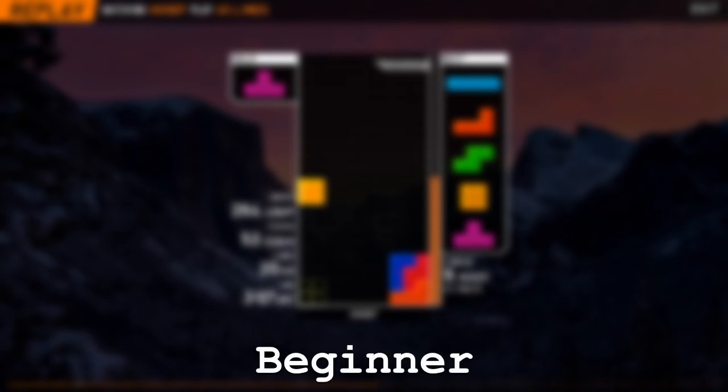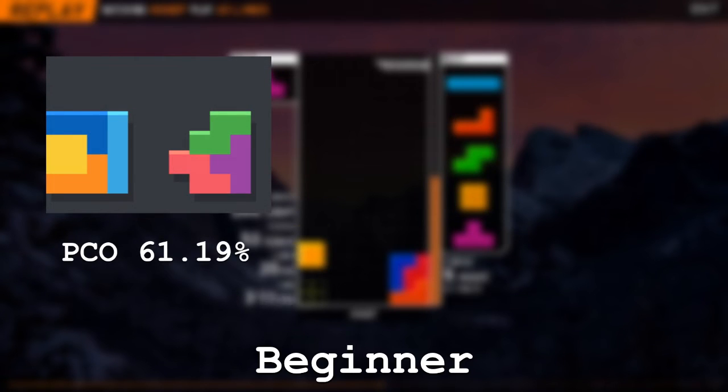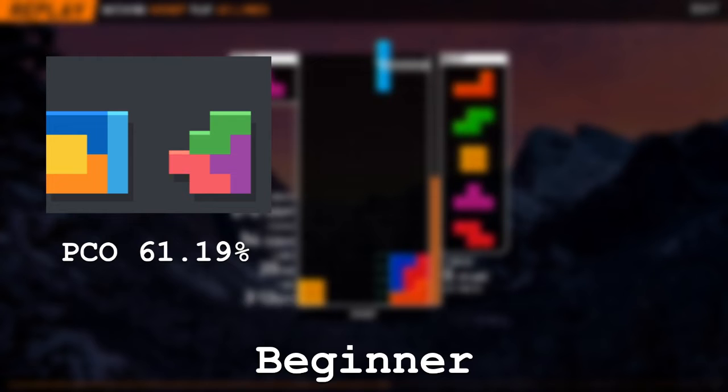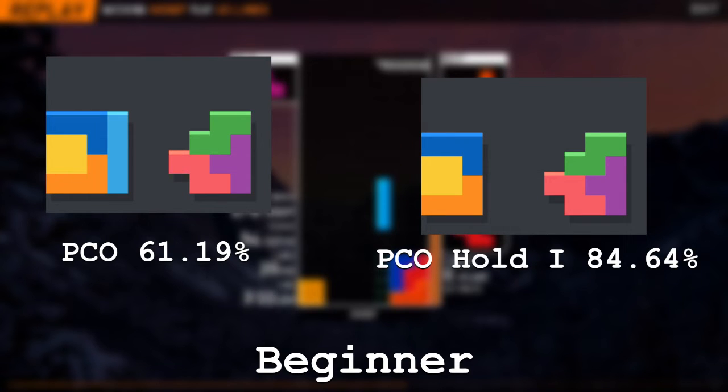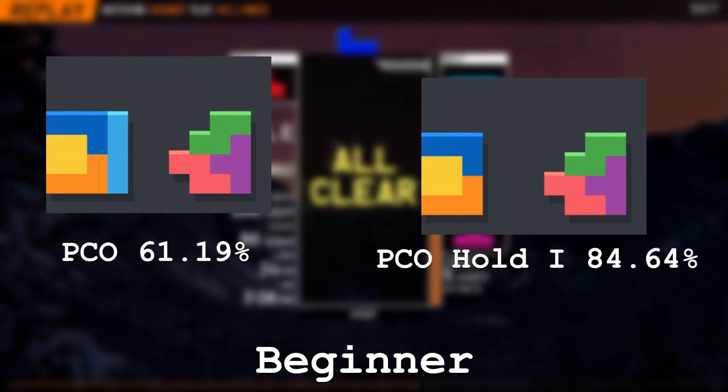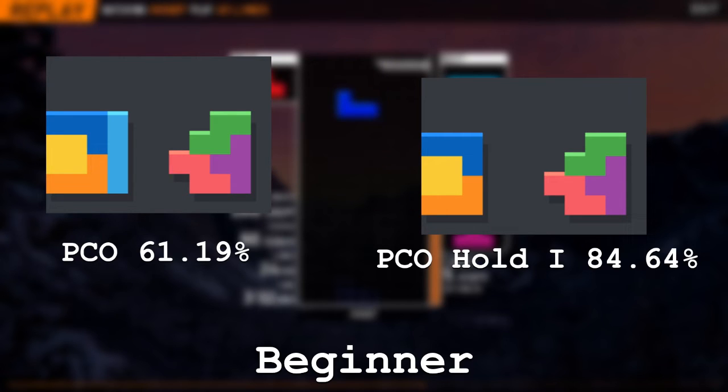If you are a beginner, I would recommend you to learn the PCO first. This setup has a 61.19% solve chance, which is usually considered low. However, if you can hold the eyepiece, the solve chance will increase to 84.64%. It is recommended to learn most of the PCO solves, as PCO solving patterns will come up quite often in different PCs. There is also a website for you to practice PCO solves by Chocotia.